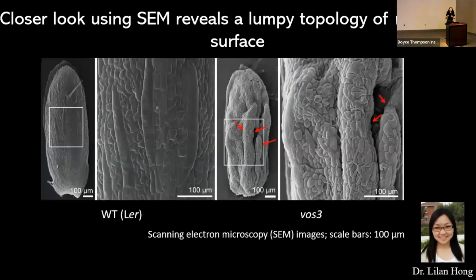So these differences are just as dramatic when you look at the sepals up close. On the left here, you can see a wild type Landsberg sepal, and on the right, you can see a VOS3 sepal. While the wild type sepal is relatively smooth, again, you can see on the VOS3 sepal that it's covered in all those lumps and creases.